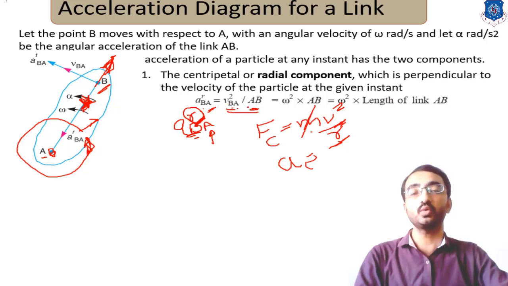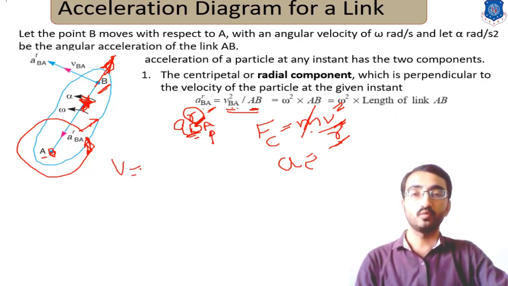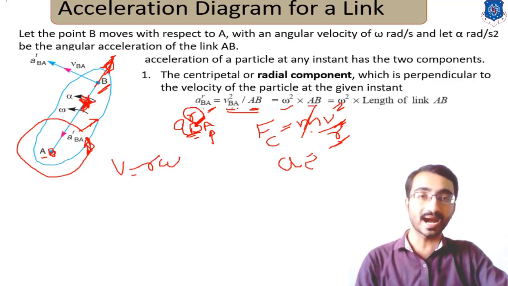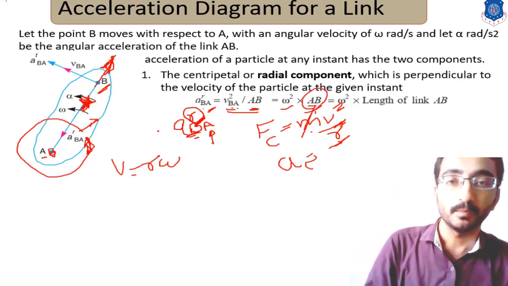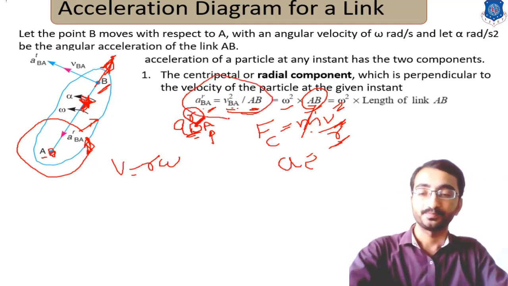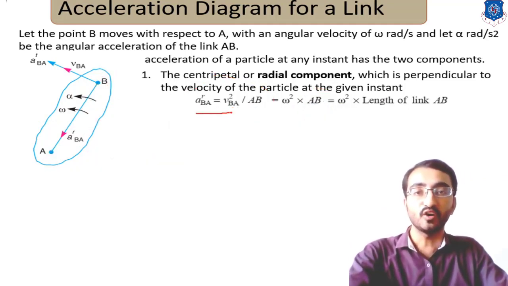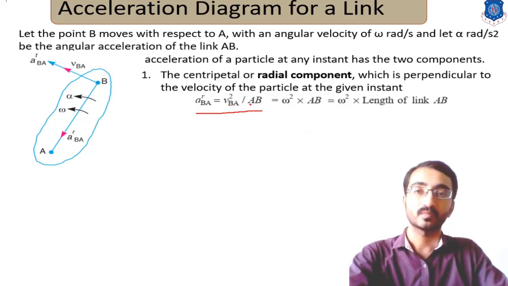If you want to convert it into the angular velocity component omega, then we have the relation v is equal to R into omega. If you replace v, you get omega square into R square upon R, which gives omega square into AB. You can use either of these two expressions, but in numericals we will always use this one: the radial component of link B with respect to A is equal to v_BA square upon AB. That is the first component, the radial component.